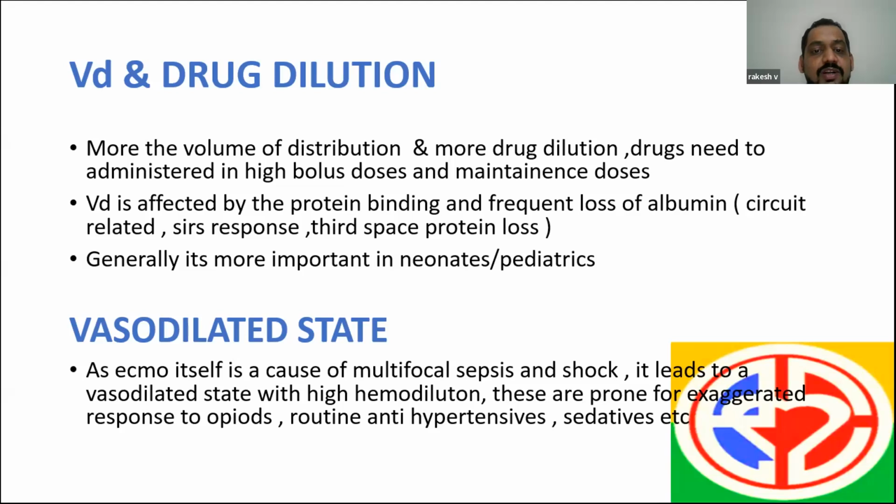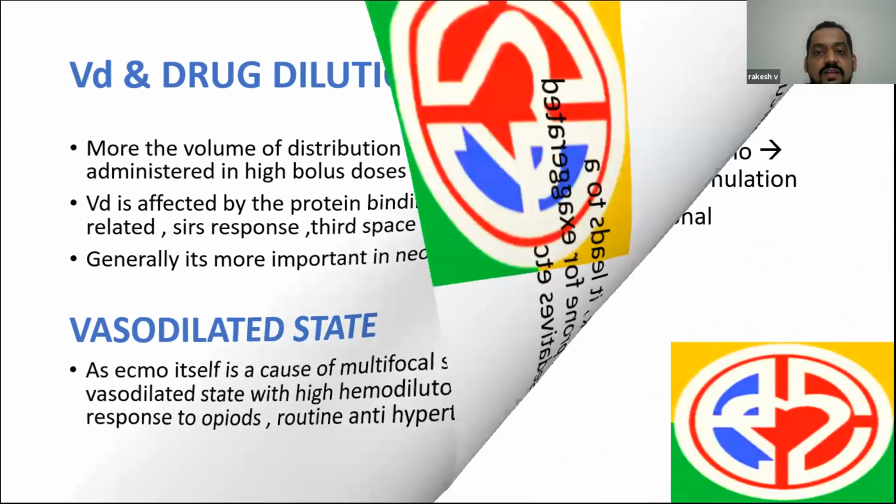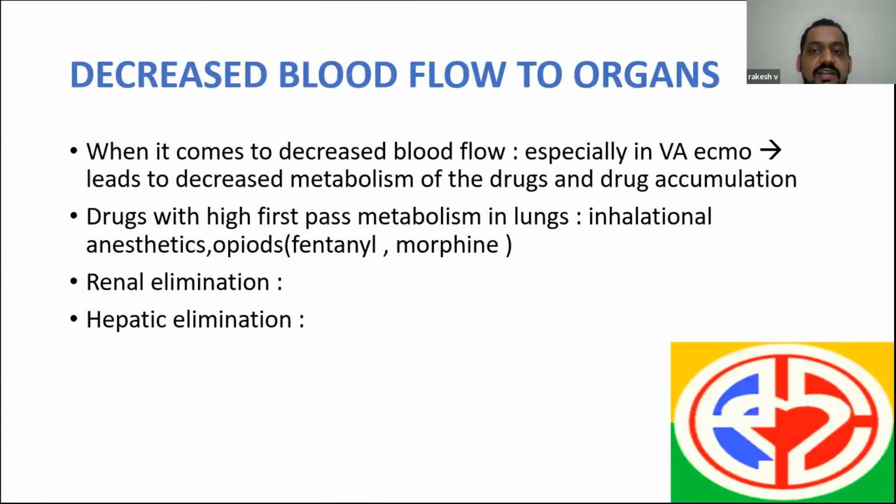Generally, this is more important in neonates and pediatrics rather than adults. And again, the vasodilated state. Once the patient is on ECMO, generally the patient will be in an end stage or near terminal stage, so there will be a chance of multifocal sepsis and shock by the time you initiate. So the patient is already in a vasodilated state with a background of hemodilution. There might be an exaggerated response to opioids when the patient is in a vasodilated state, and to your antihypertensives also.